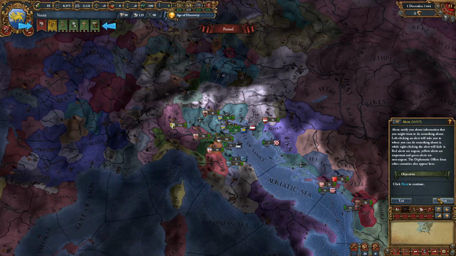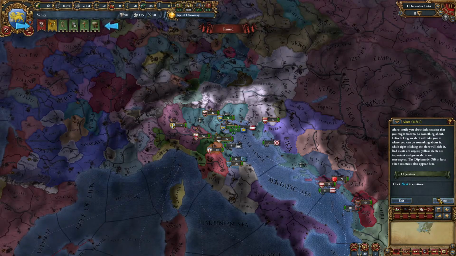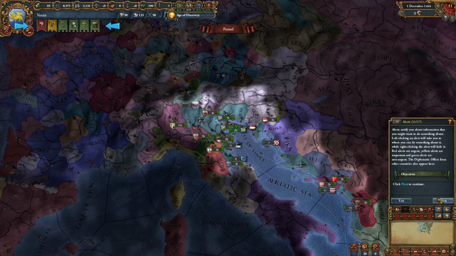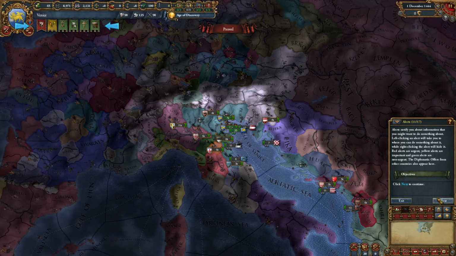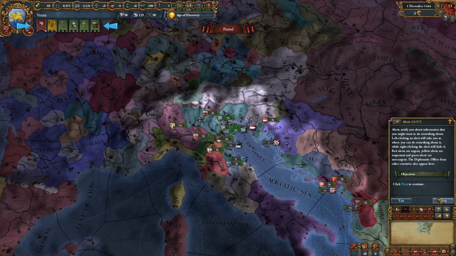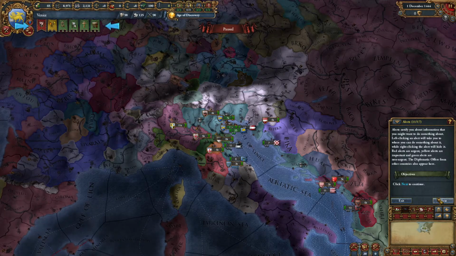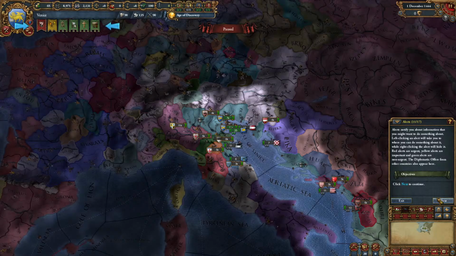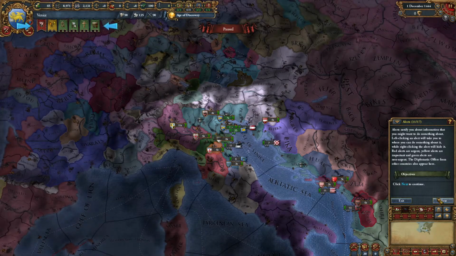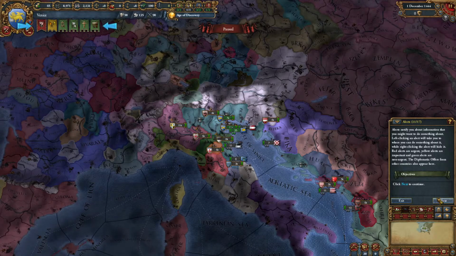Alerts notify you about information that you might want to do something about. Left-clicking on an alert will take you to where you can do things about it, while right-clicking the alert will hide it. Red alerts are urgent, yellow alerts are important, and green alerts are non-urgent. The diplomatic offers from other countries also appear here.